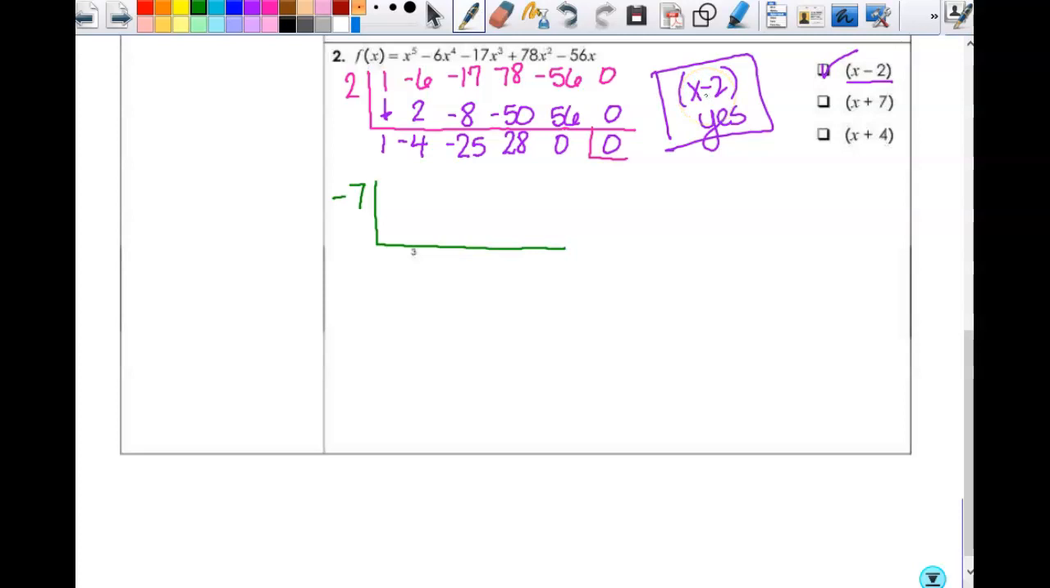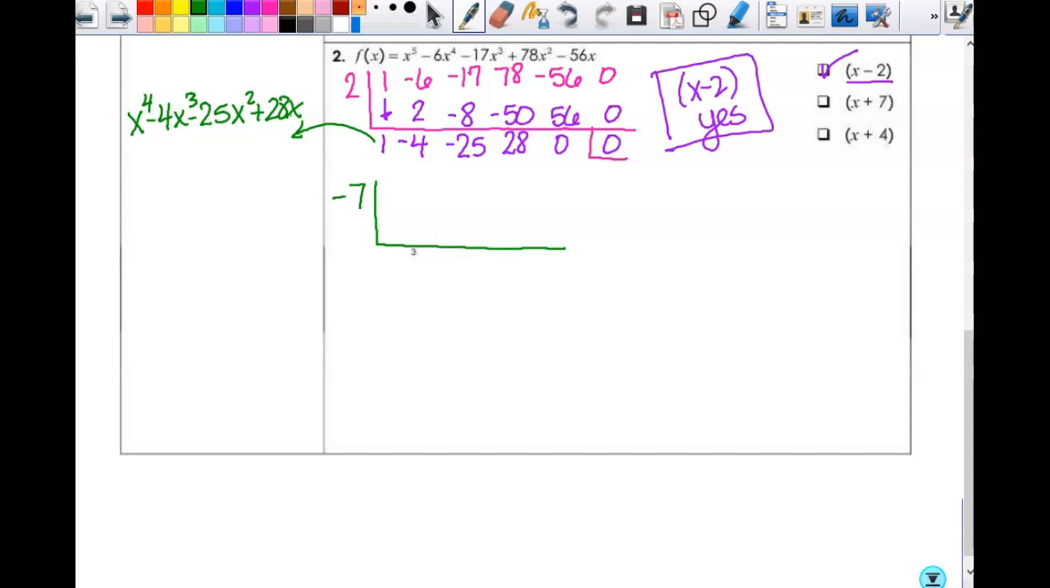And when I factor it out, what I'm left with, this is 1, 2, 3, 4, 5 terms, which means it's to the 4th. So I'm left with x to the 4th minus 4x cubed minus 25x squared plus 28x, and then there's no 0. Isn't that what that means? So this times x minus 2 is going to give me that original one back.